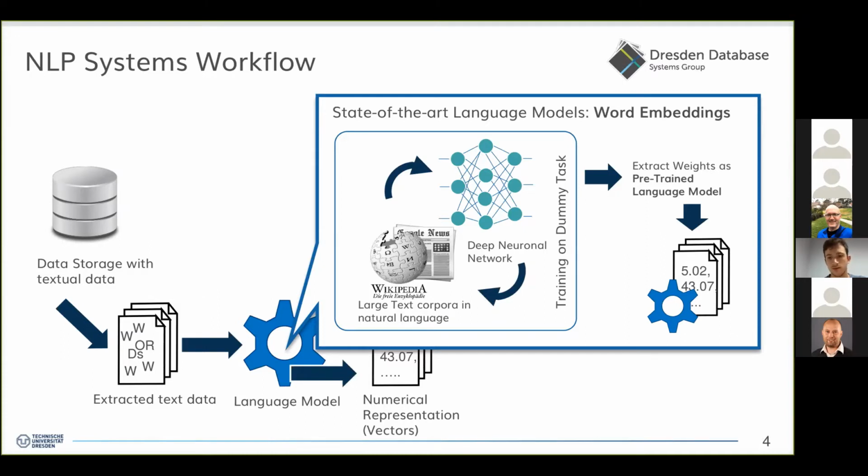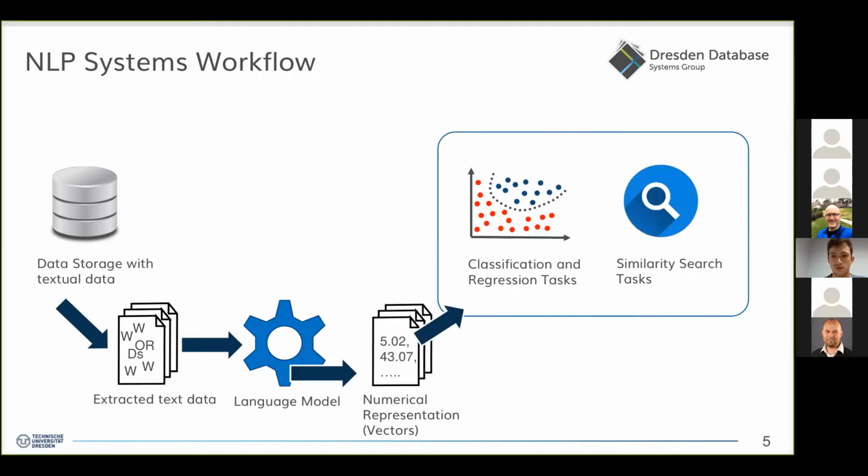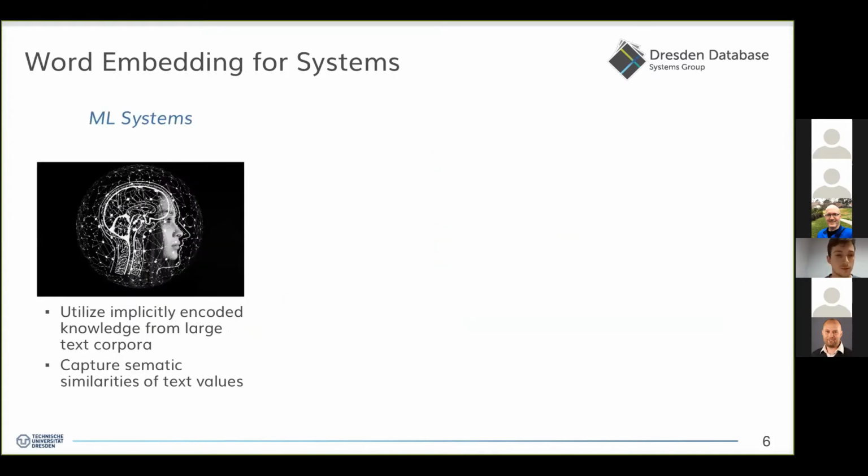As a byproduct, these neural networks learn to transform words into vectors of weights, and the trick is then to export the model weights as pre-trained language models, which can be used to model almost any textual representation in numerical vectors. These can then be used as input for classification and regression tasks or for similarity search tasks. Word embedding models obviously find application in many machine learning systems, which can utilize the implicitly encoded knowledge from these large text corpora.